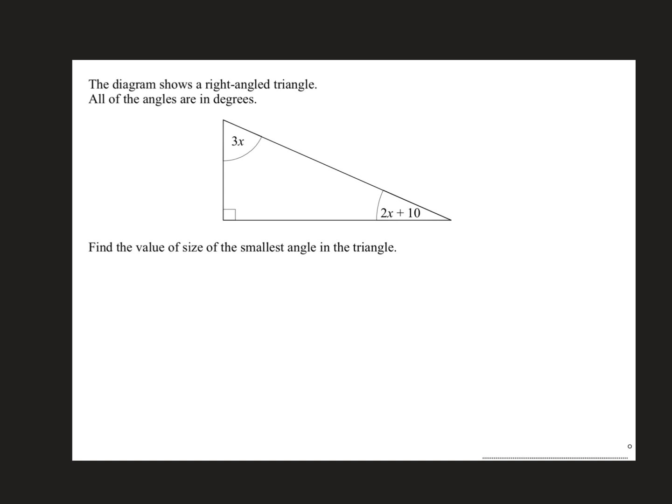Alright, we've got one more here involving a triangle. It says the diagram shows a right angle triangle. So that means if it's a right angle triangle, this here is 90 degrees, because the right angle is 90 degrees. All the angles are in degrees.